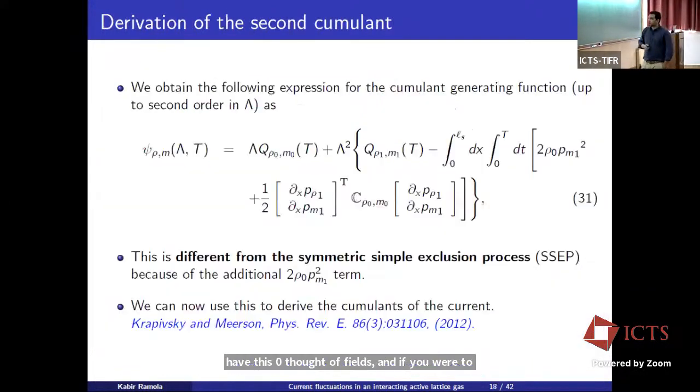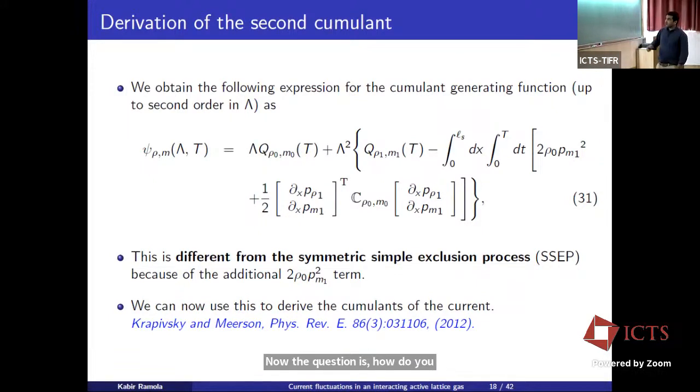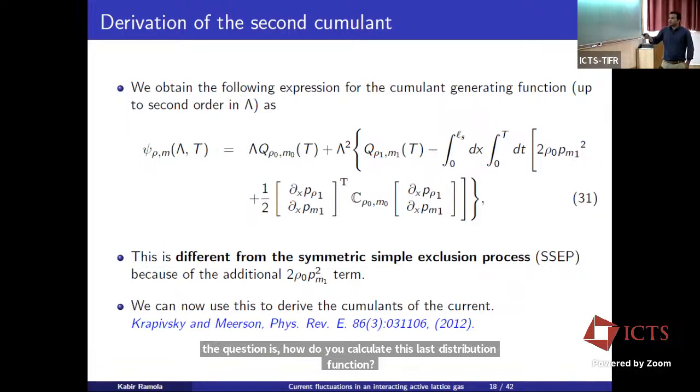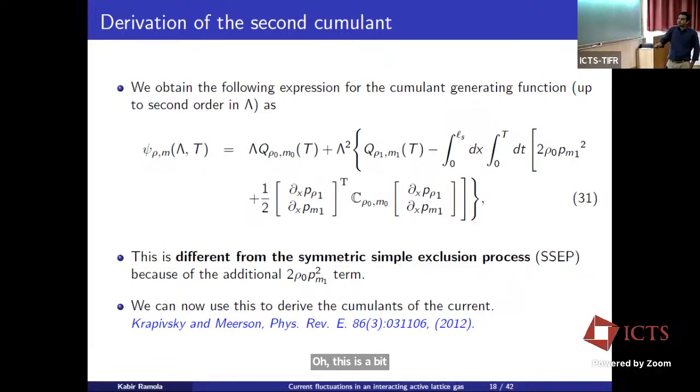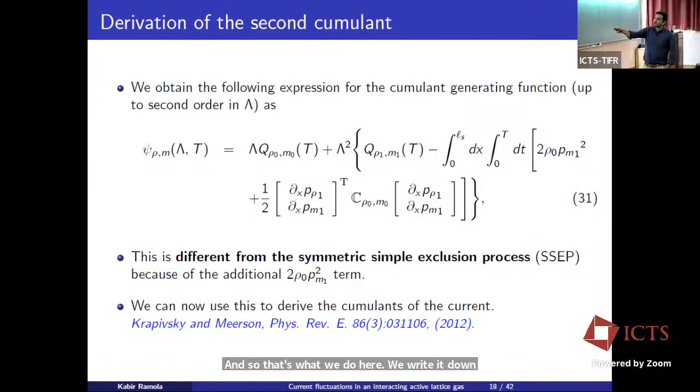This gives you a very nice way to compute it. So now the question is, how do you calculate this large deviation function? This is a bit involved, but you can write down the large deviation function as a perturbation expansion as well. And so that's what we do. Here we write it down as some large deviation function, which is the current that would be predicted by the 0th order fields, and currents that would be predicted by the 1st order fields, and some coupling terms.